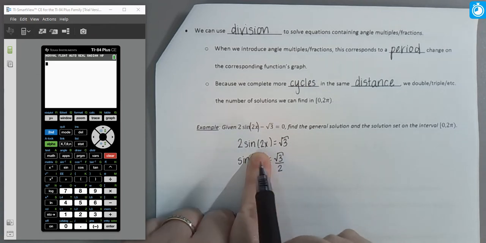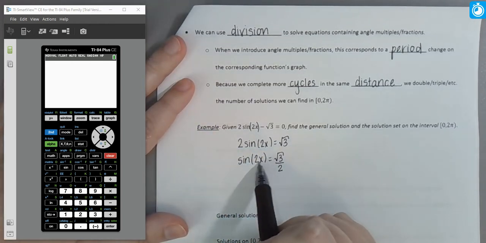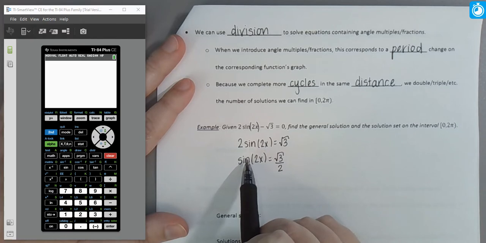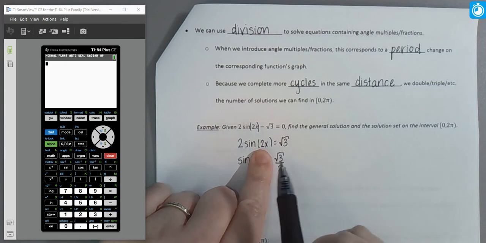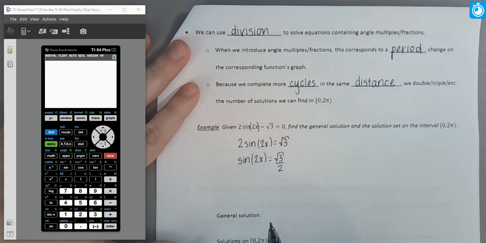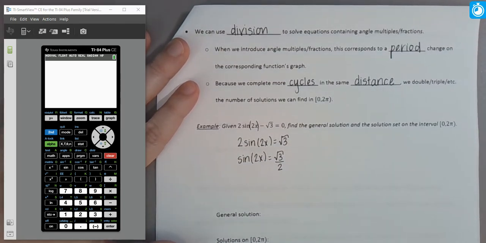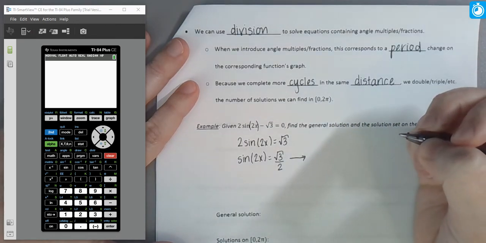Now, we can't forget though, this is not an x under here, it's a 2x. But 2x, our input for sine, has to either have a value of pi over 3, so that its sine is root 3 over 2, or 2 pi over 3, so that its sine is root 3 over 2. So from this, I generate my 2 general solutions, not just focusing on pi over 3 and 2 pi over 3, but the general solution associated with those. And I'll show you in just a moment why we have to go general before we can go specific.